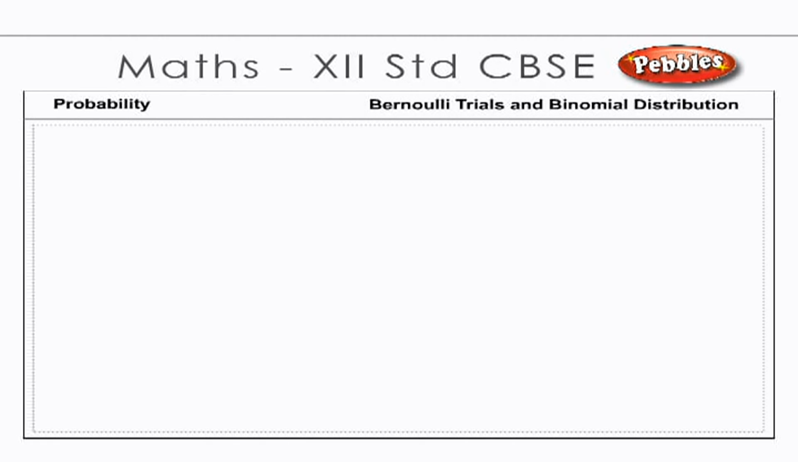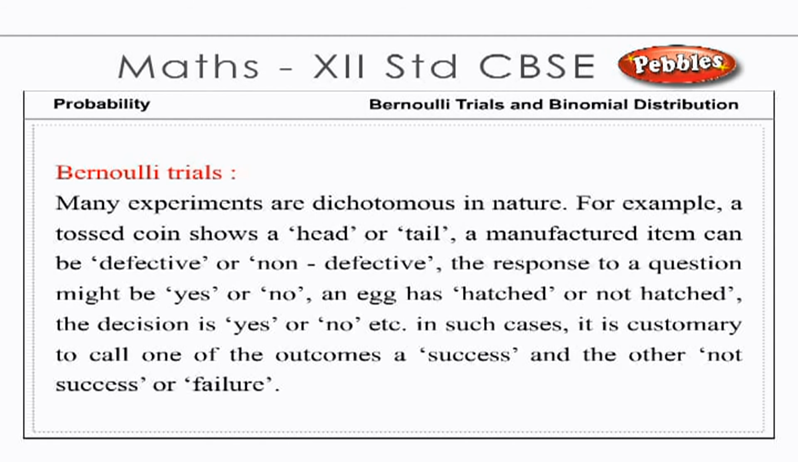Bernoulli trials and binomial distribution. Many experiments are dichotomous in nature. For example, a tossed coin shows a head or tail. A manufactured item can be defective or non-defective. The response to a question might be yes or no. An egg has hatched or not hatched. The decision is yes or no, etc.